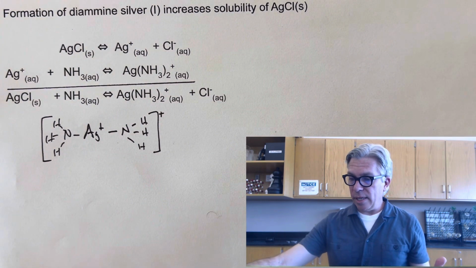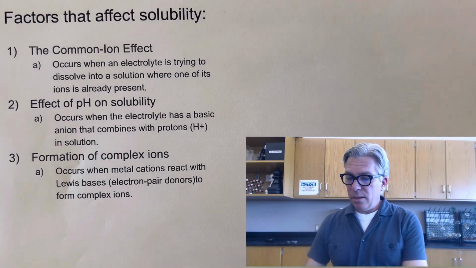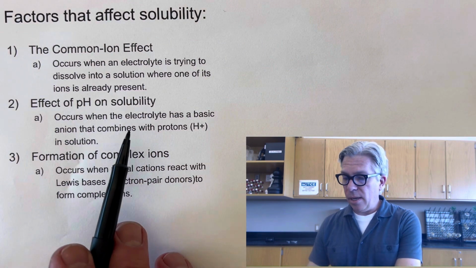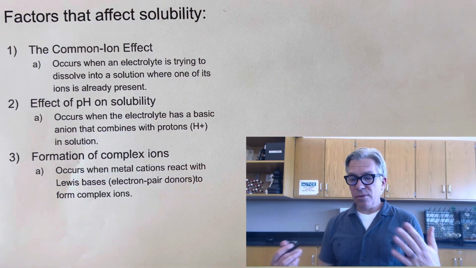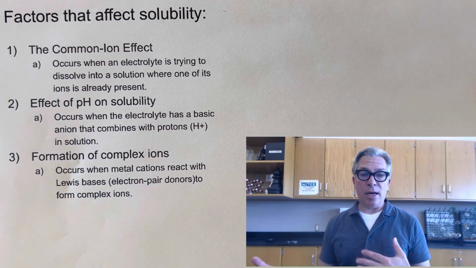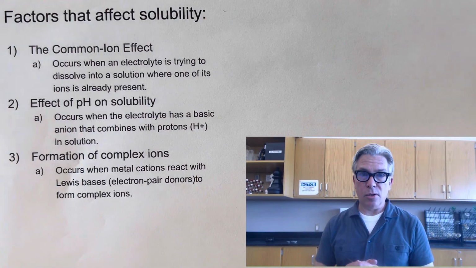So the formation of a complex ion with a metal cation, changing the pH so that the anion has a chance to get into the game, and the common ion effect are all 3 different ways that the solubility of a salt could be affected, either positively or negatively, depending on what your goal is.